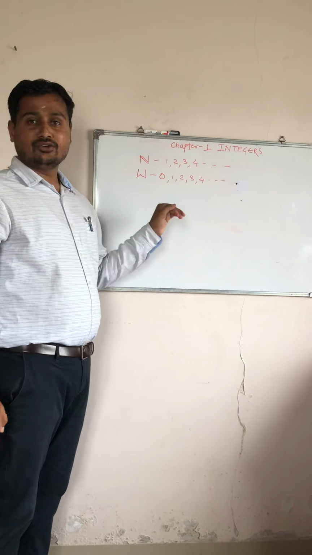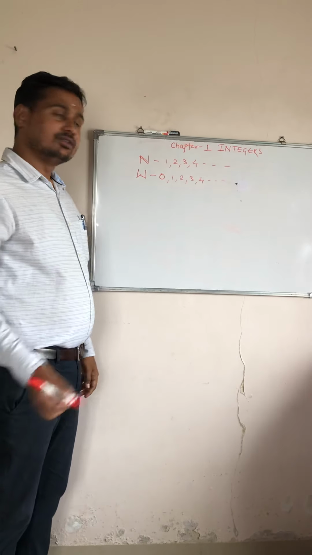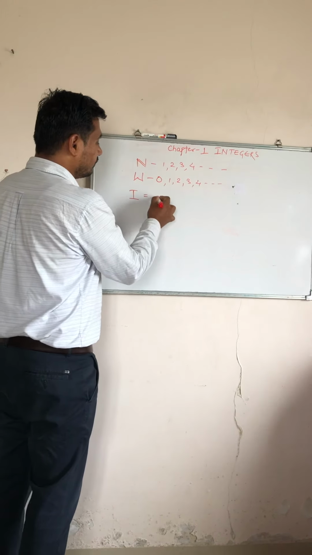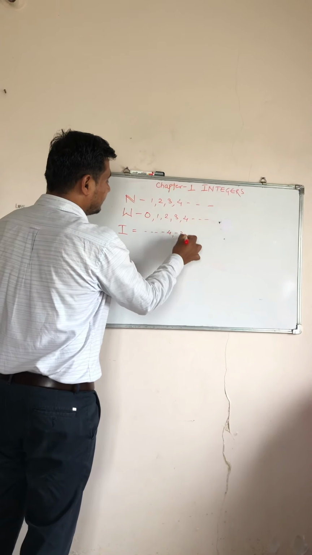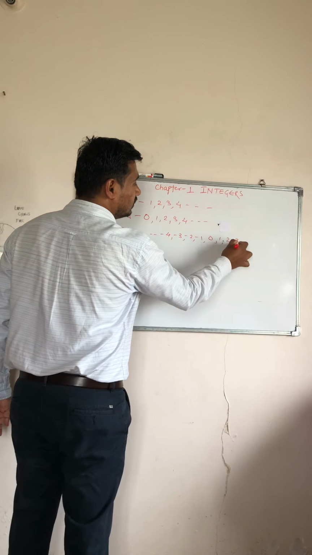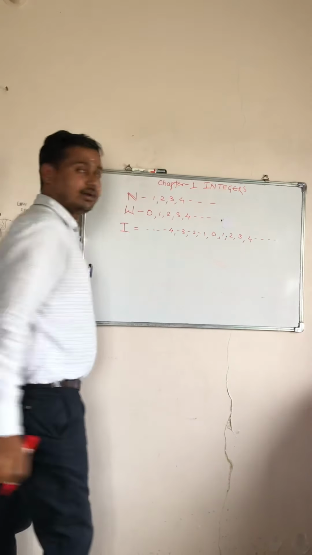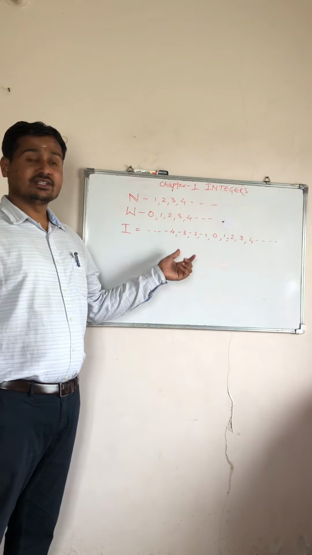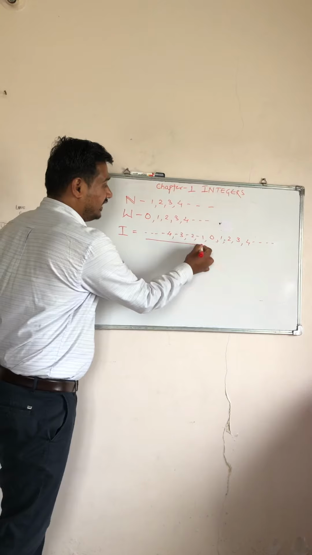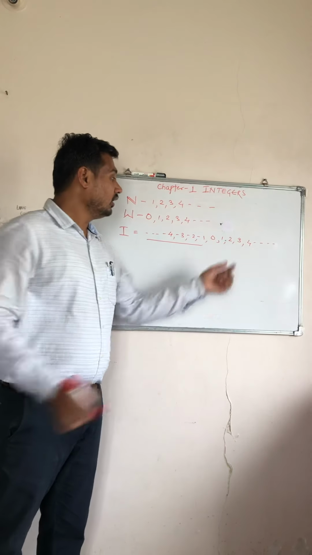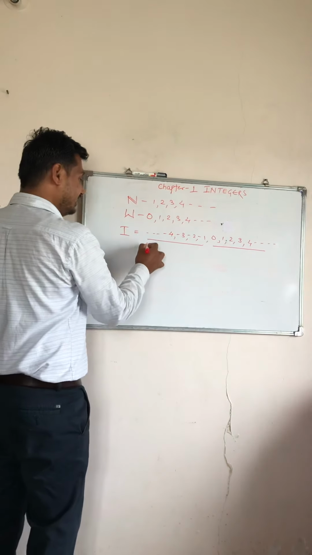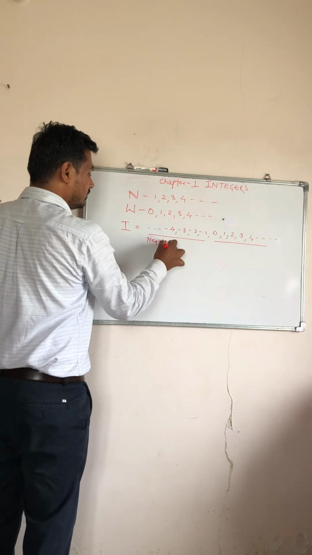Now I'll introduce the integers. Integers are denoted by the capital symbol I, which is equal to ..., -4, -3, -2, -1, 0, 1, 2, 3, 4, and so on. This means the set of integers consists of the negatives of natural numbers and the whole number system. So in this set of integers, these are the negatives of natural numbers.